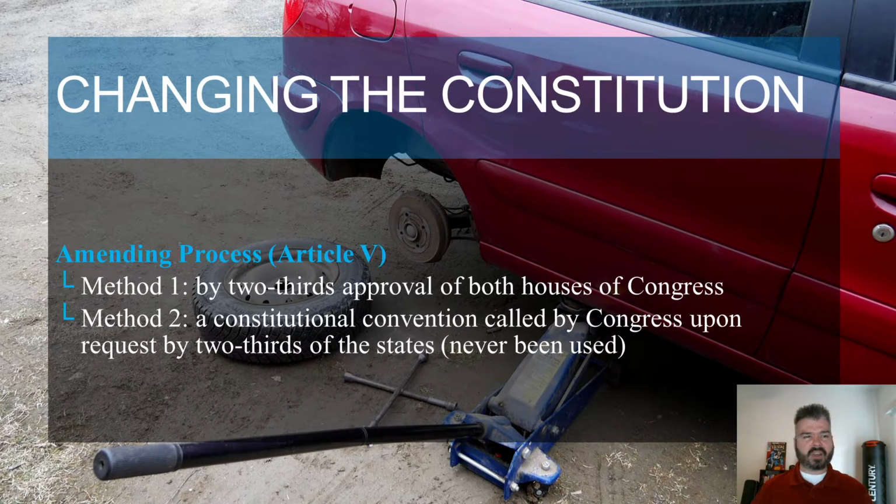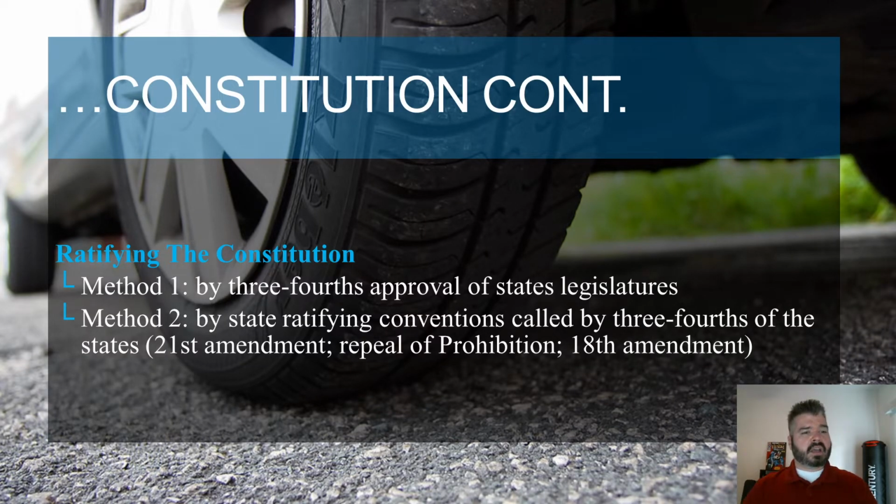Now, it should be noted, we have never used this method to amend the Constitution in the 27 times that we have. We do not use this method. Instead, we use the 2/3 approval from the House and the Senate. That's the way we've amended the U.S. Constitution to date. But nevertheless, both these mechanisms are baked into the Constitution.